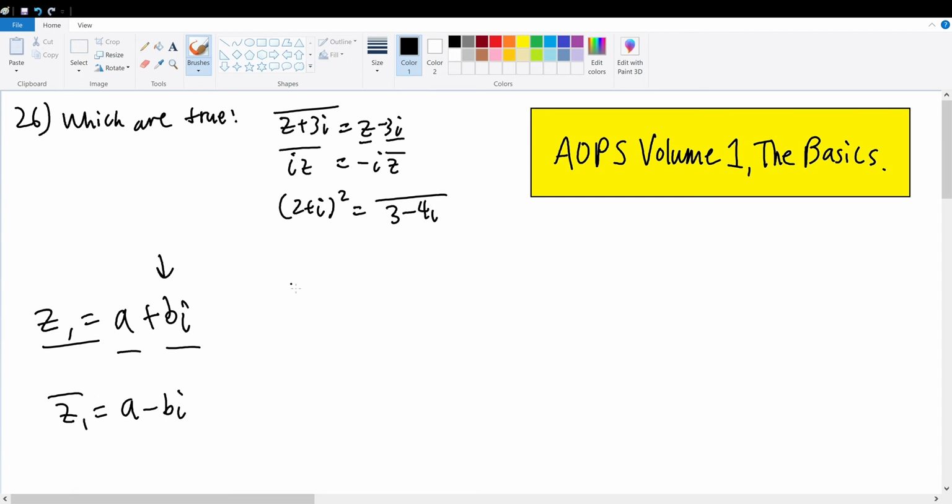So right off the bat, we see here that the conjugate of z plus 3i must be equal to, according to our definition, z minus 3i, the same thing right here. Therefore, this first expression is correct. And what about the second expression?